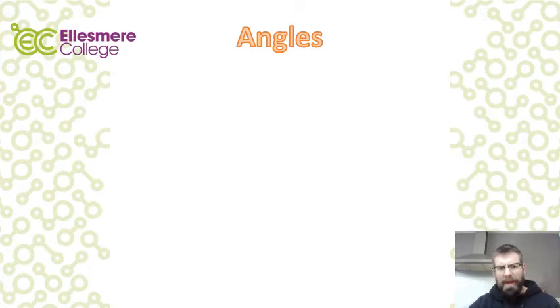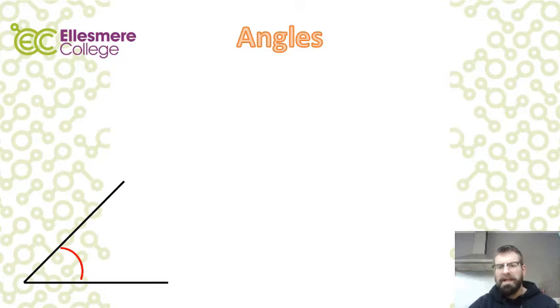This video is going to talk about angles. Angles are what happens when two straight lines meet. So here's one here, and they're normally shown with a little curved line like this. Angles are measured in degrees normally. In this video we're just going to look at ordering them from biggest to smallest.